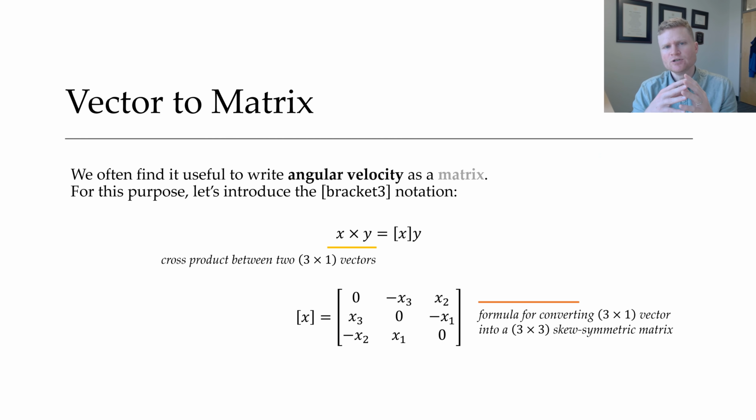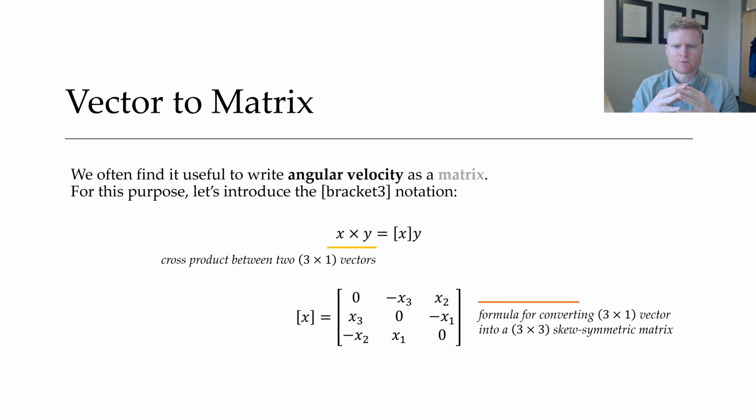Great. So usually we write this angular velocity as a vector. But there are also times when we need to convert it into a matrix. I'm going to show you how to do that right here. To do this conversion, I want to introduce something called the bracket 3 operator. And as an aside, if you go through the practice set that's associated with today's lecture, I'll show you exactly how to code up this bracket 3 notation so you can use it in the future.